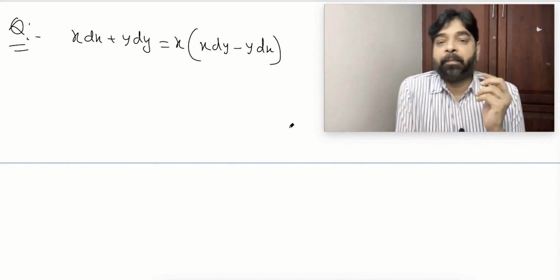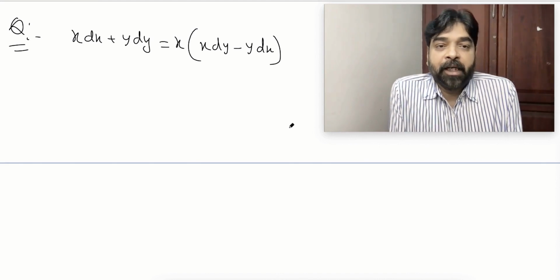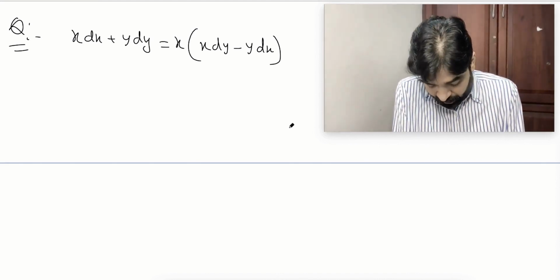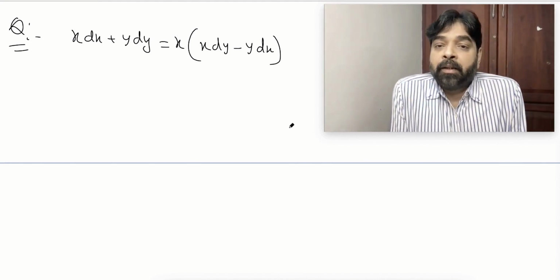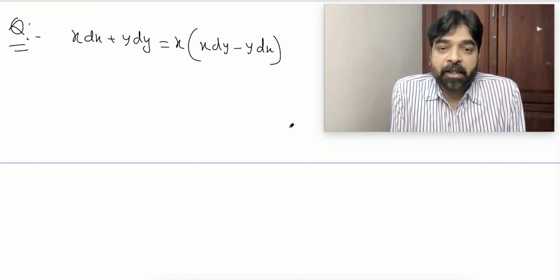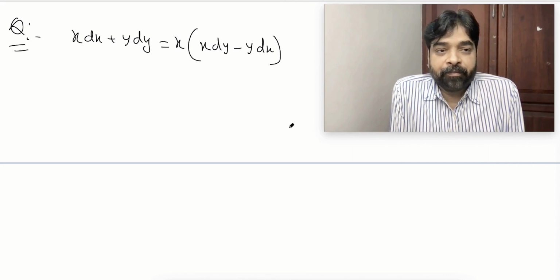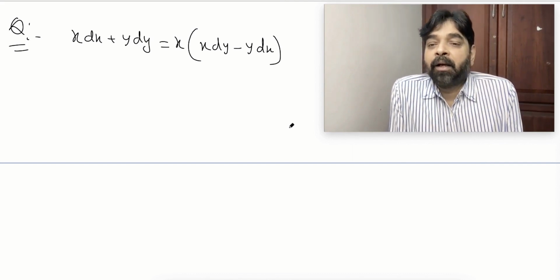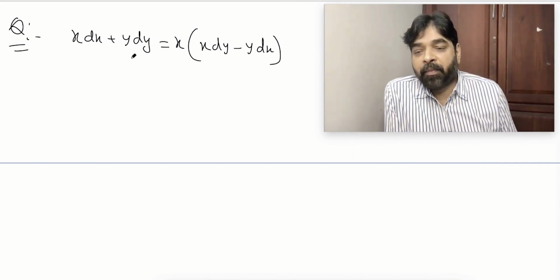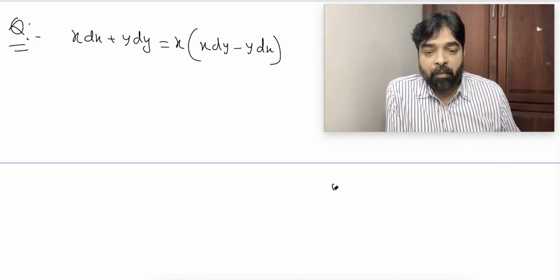Okay, let me solve it. Check this. I got it, I think. There are two ways for solving this kind of question. One is that I can go by the exact method. Exact method in the sense, this we can write as 1 by 2 d of (x square plus y square).